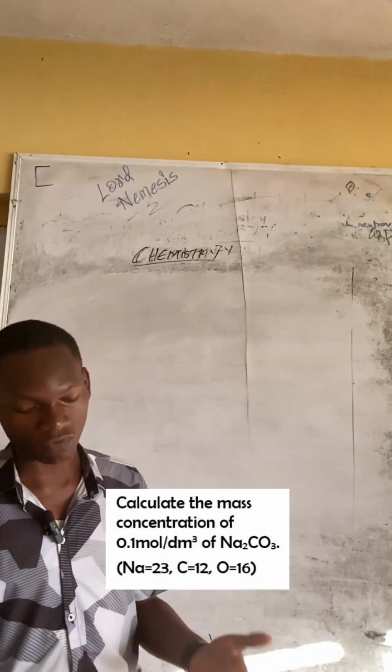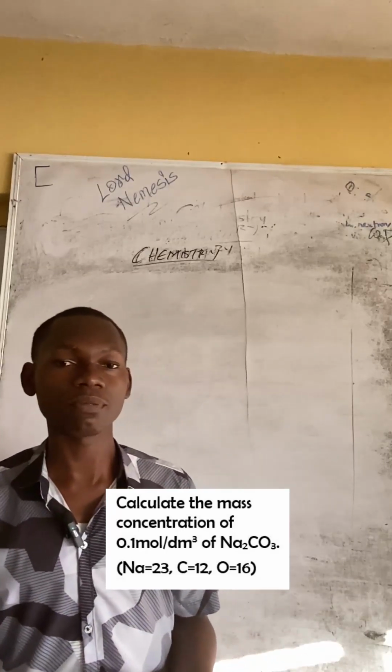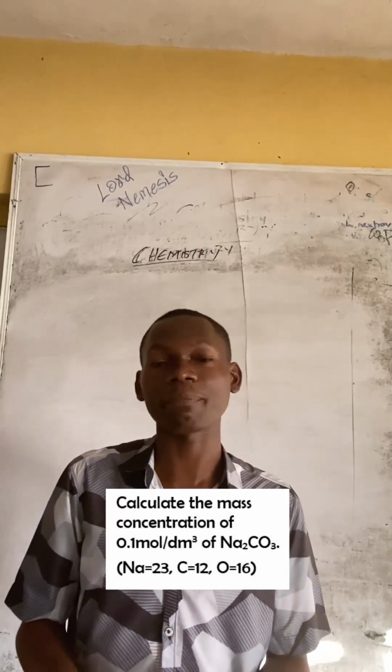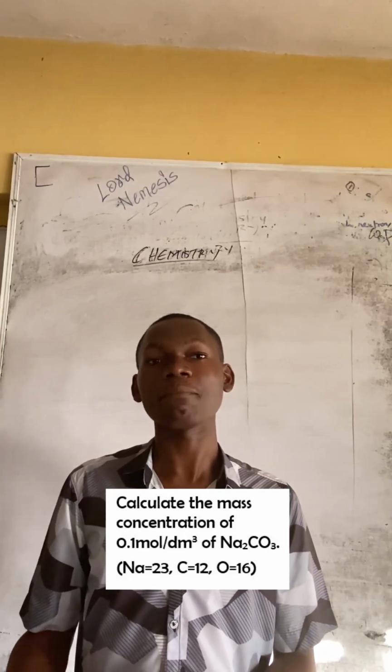All right, what are we asked to find? The mass concentration. Mass concentration is simply the mass that is dissolved in a particular dm cube, and we know the unit for mass concentration is gram per dm cube.